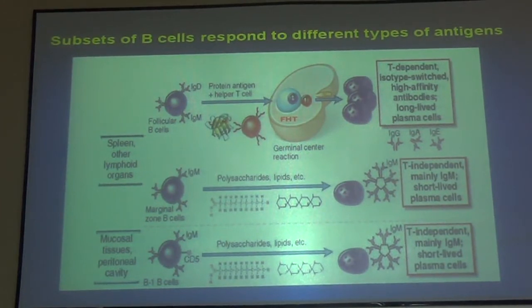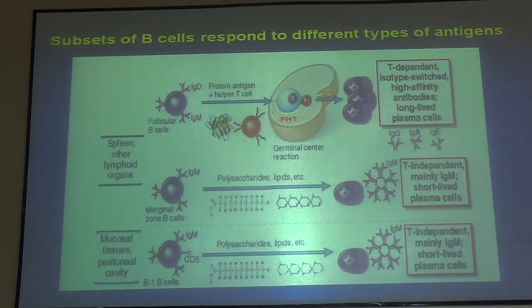Because to function, they require help from the T cell, which, when activated, produces cytokines, and the cytokines help the B cell to function. So follicular B cells are in the spleen, and they are T cell dependent, because the antigen they confront is only protein, and if the antigen is protein, the B cell cannot do it by itself. They need help. We will tell you why they need help.